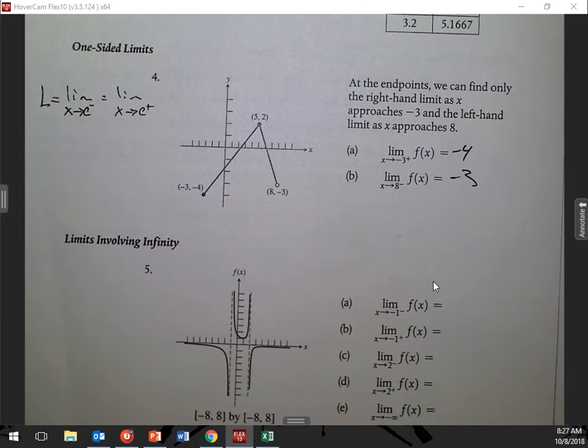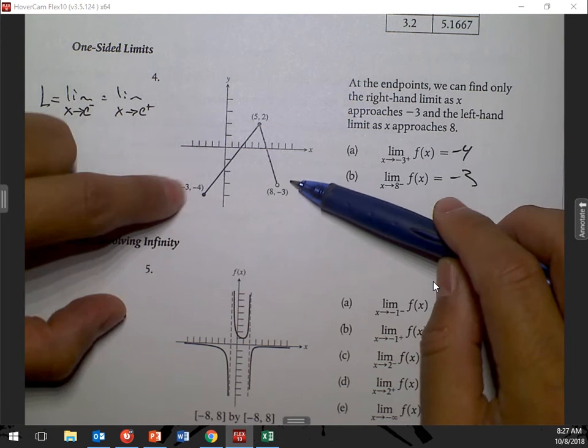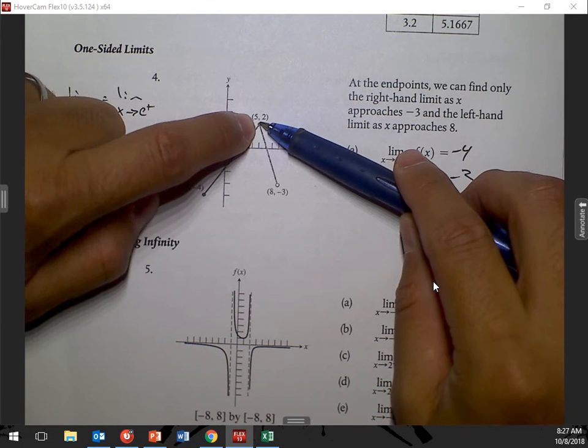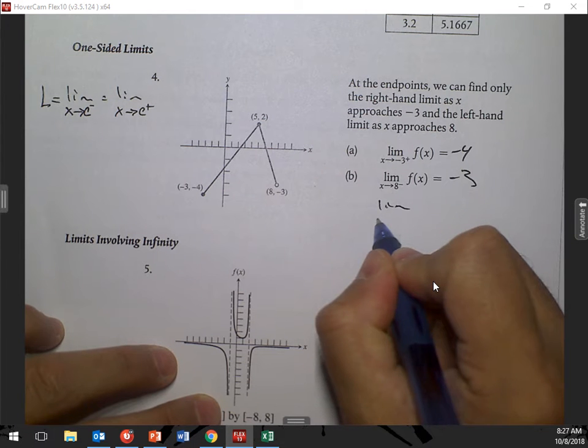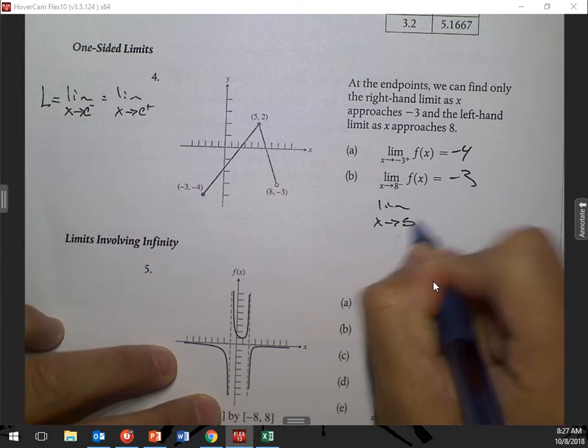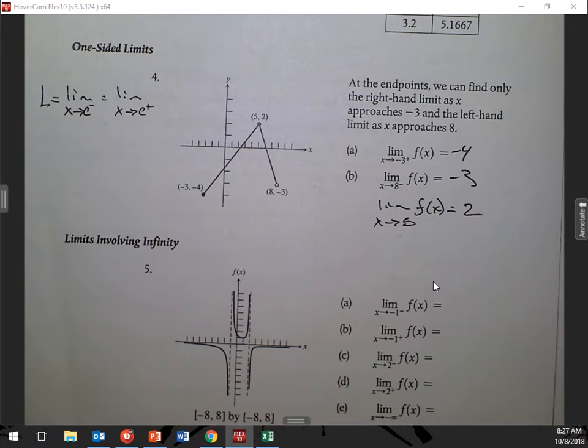Now, let's take a look at one more thing right here. What would be the limit at 5? It's going to be 2, right? So the left hand and right hand both go to the same number. So the limit as x approaches 5 of f of x would be just 2. Does that make sense? Did I confuse anyone yet? Not yet? Okay, I'll keep trying.